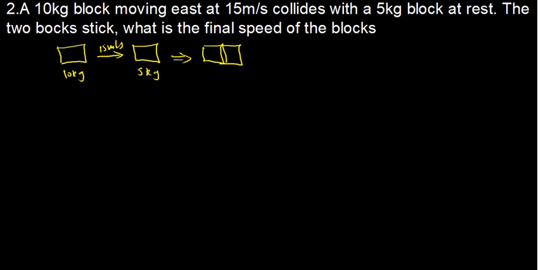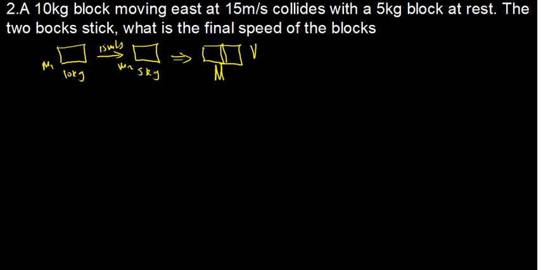So now they've got a combined mass, let's call it capital M, and then they're going to move at the same velocity, let's call it V. So if we say this is M1 and this is M2, this kind of scenario is an inelastic collision. Kinetic energy is not conserved if two things stick.